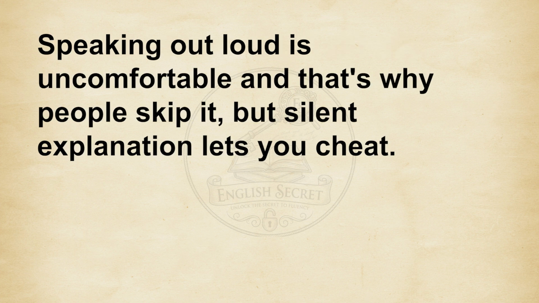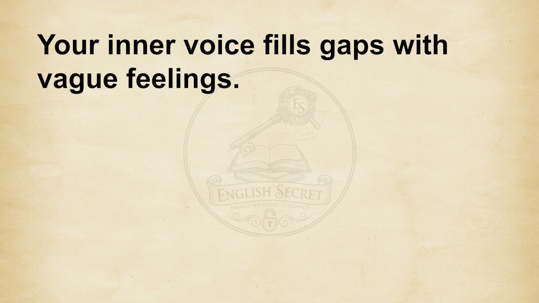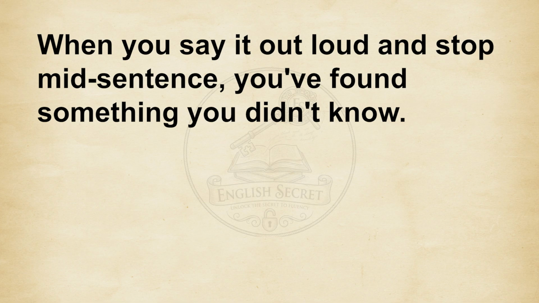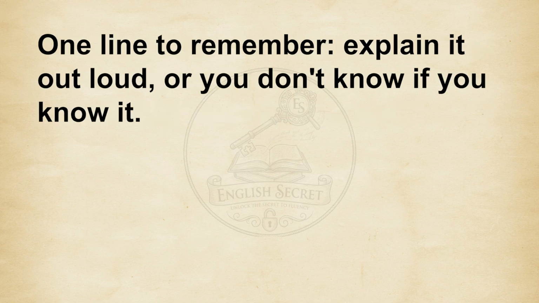The mistake: doing it silently. Speaking out loud is uncomfortable, and that's why people skip it. But silent explanation lets you cheat. Your inner voice fills gaps with vague feelings. Your actual voice can't. When you say it out loud and stop mid-sentence, you've found something you didn't know. One line to remember: explain it out loud or you don't know if you know it.